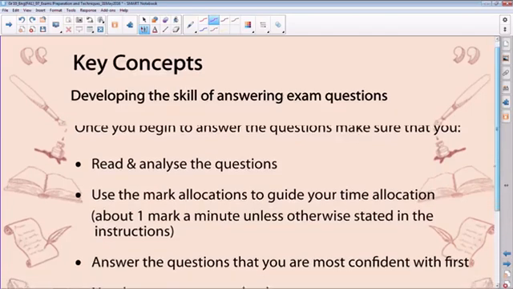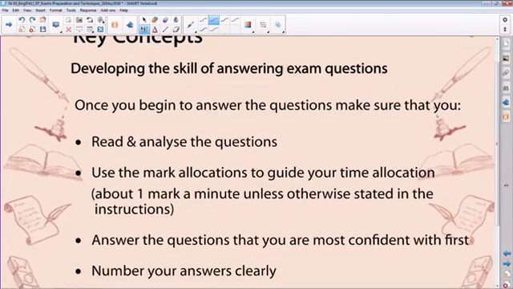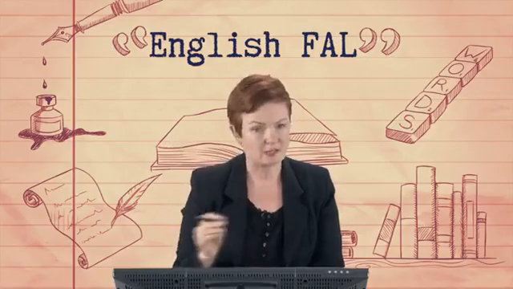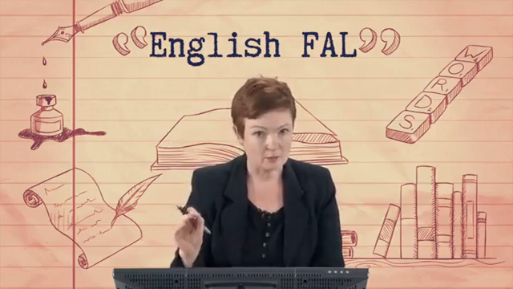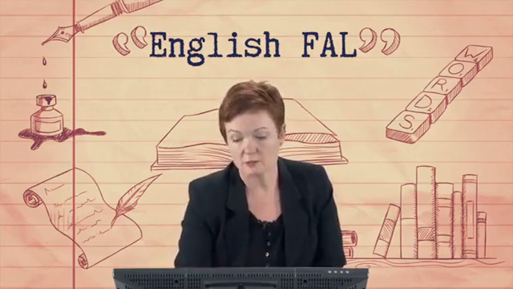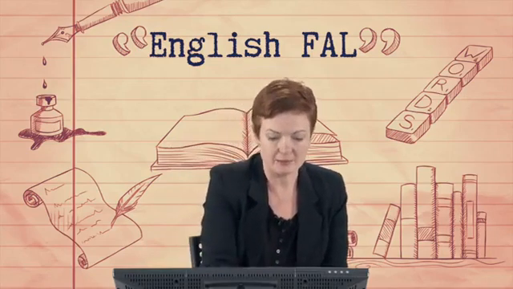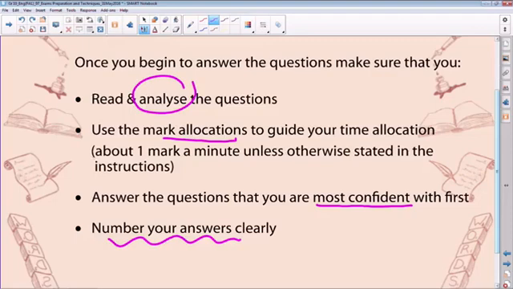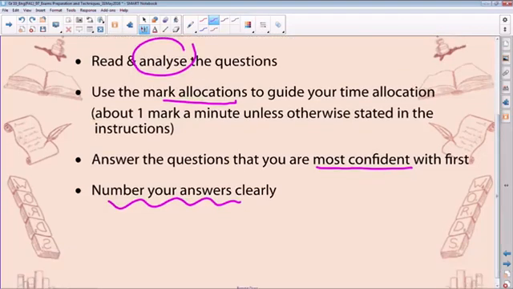When you get to the question, you've looked at your instructions, you worked everything out, read them carefully, analyze them, look at the mark allocation. Think to yourself, I'm going to spend 1 minute per mark. So if it's a question for 2 marks, 2 minutes, nothing more. You need to move on. Answer the questions that you are most confident with first, and number your answers really, really clearly. Do everything you can to make the examiner's life pleasant when they're marking.